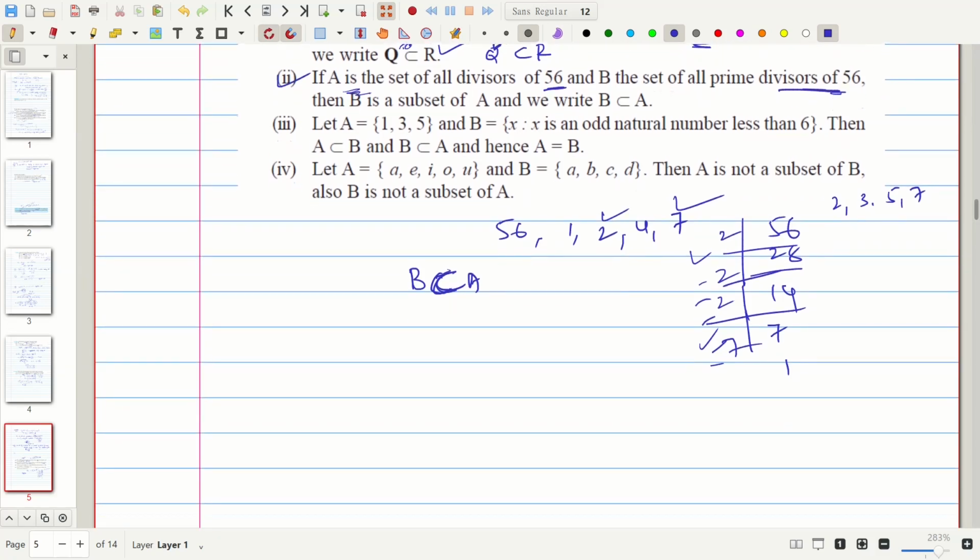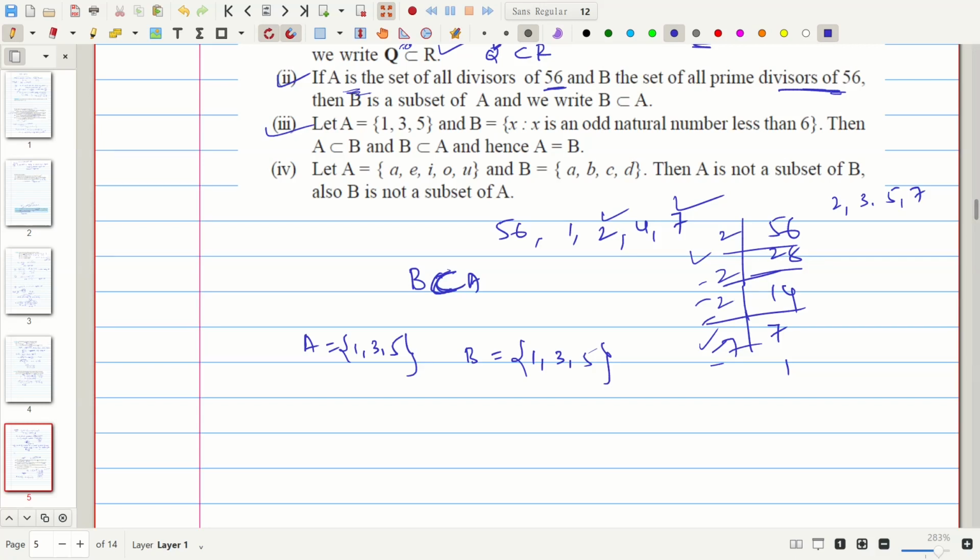Now the third example we are going to discuss: A is equal to {1, 3, 5}, and B is the set of odd natural numbers which are less than 6.